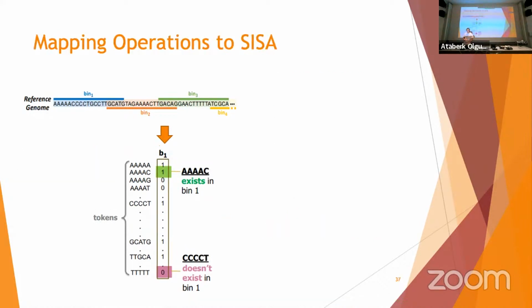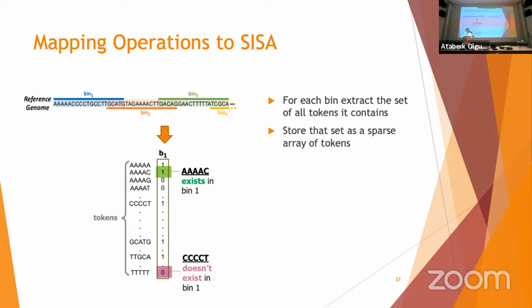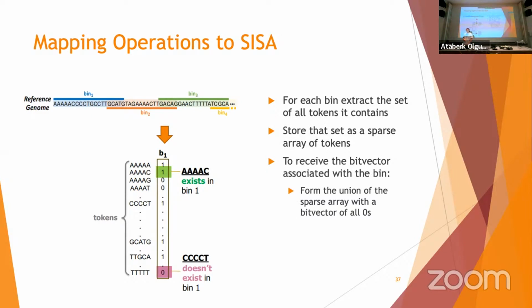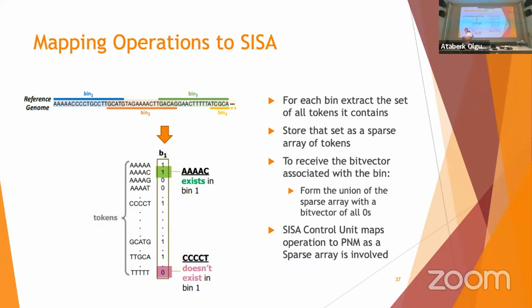How would I map these two operations to SISA? Well, getting the bit vector can be done with a set operation. We just take the bin and extract the set of all tokens it contains, and we store them as a sparse array of tokens. To receive the bit vector that is associated with the bin, we just take the union of the sparse array with a bit vector of all zeros. And the SISA control unit would map this operation to processing near memory as a sparse array is involved.